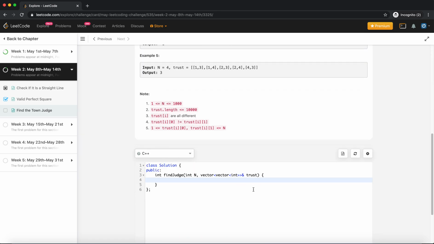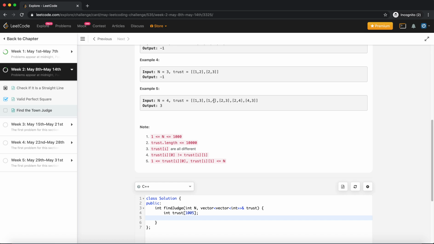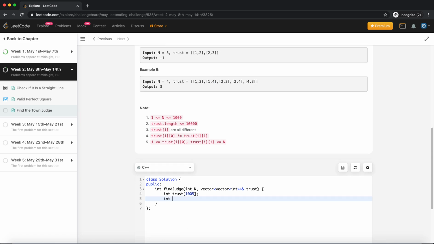Let's jump into the solution. I'm going to take the count of the values. The values will be under n, so I can use an array. One is a trust array where I take the count of how many people trust whom, and one is the count of trustees. Maybe I call them trust A and trust B.